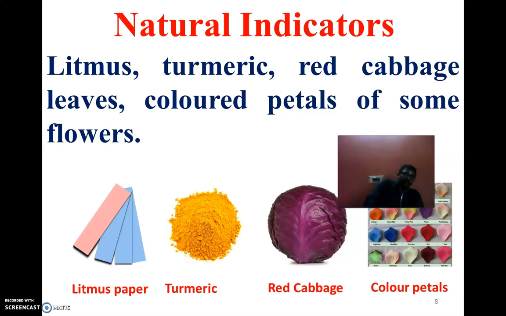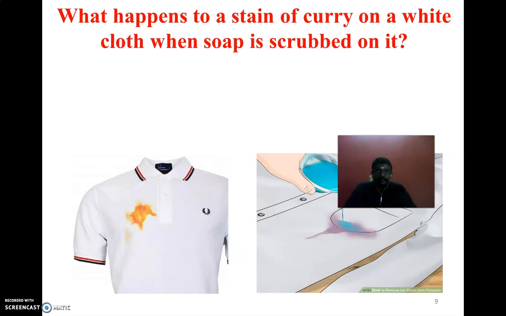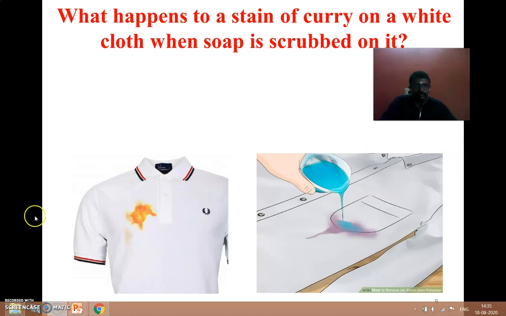Okay children, now we will discuss some questions. Very interesting question. The first question is: what happens to a stain of curry on a white cloth when soap is scrubbed on it? Just consider this is a white cloth, and some curry stains will be there. When we apply soap and scrub on it, what will happen?